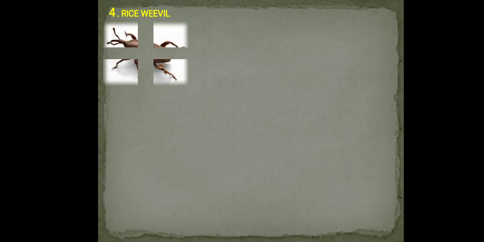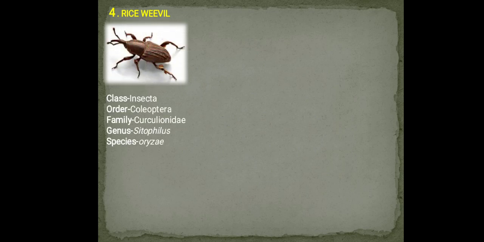Then the fourth one is the rice weevil. It is also known as Sitophilus oryzae. We see the systematic position of this rice weevil. It belongs to the class Insecta, order Coleoptera. Again this insect shows the hard wing. Then family Curculionidae, genus Sitophilus and species oryzae.